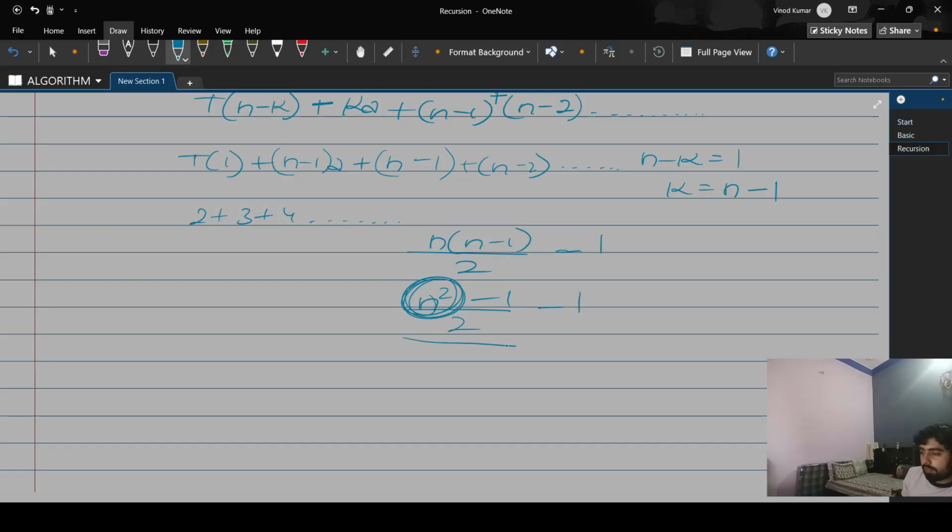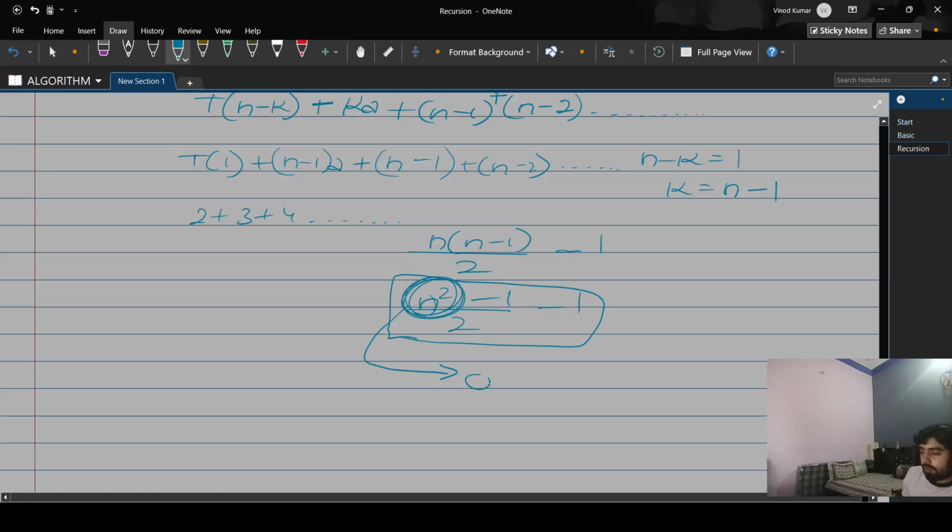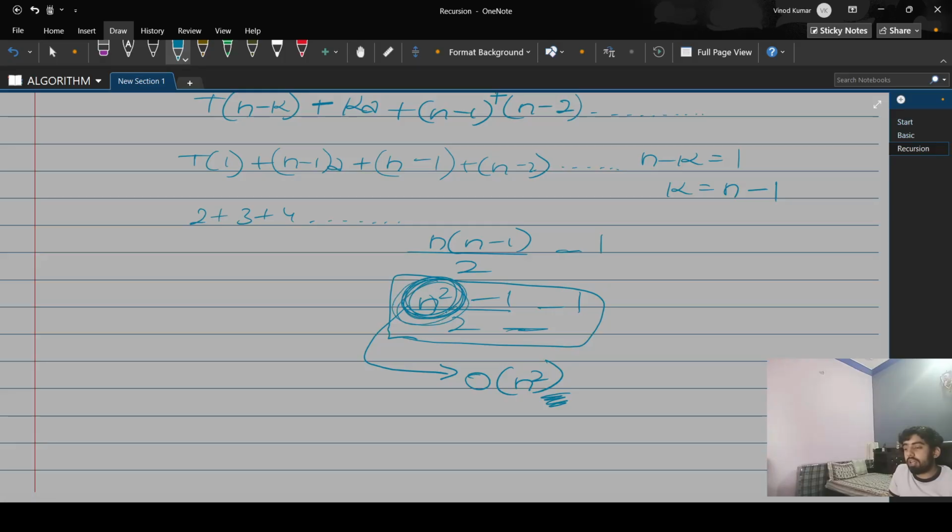You don't have to solve this complete question to get the final answer. You have got the time complexity. So the time complexity will be big O of n square. You don't have to completely go and solve this full question. Once you get this time complexity, that's it. And this is your answer. In future, we will be solving more questions on these.